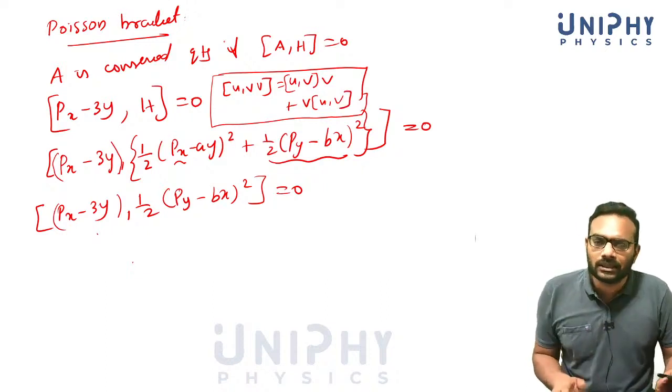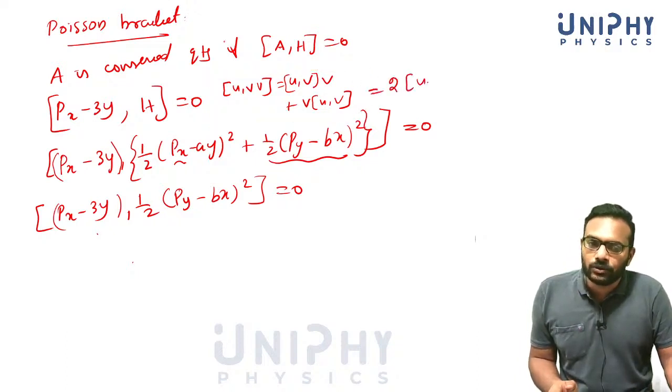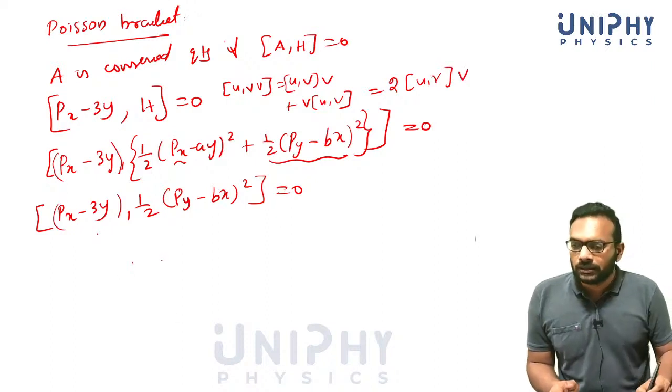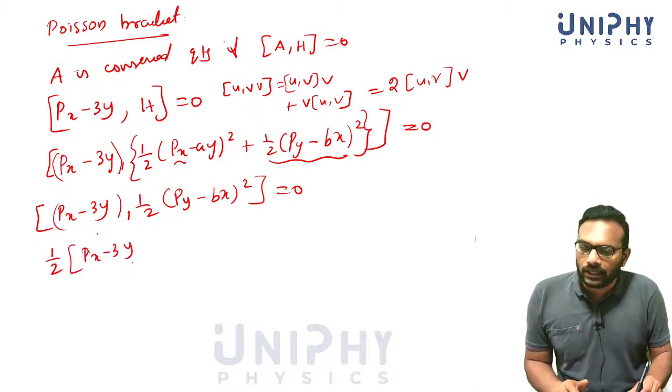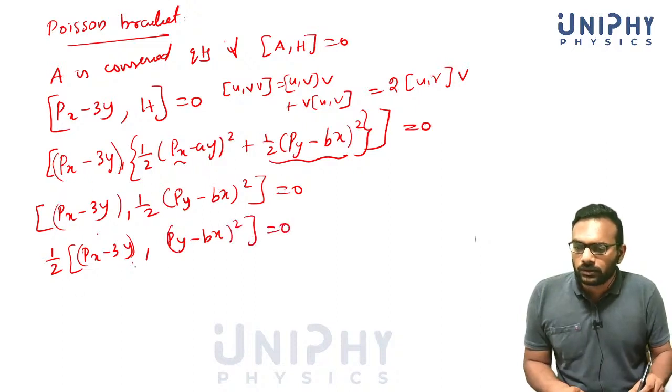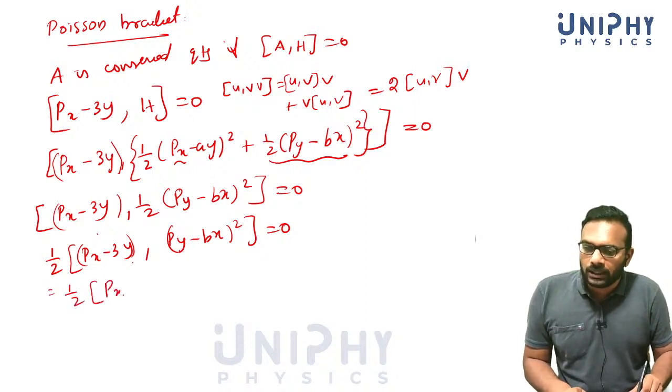Since we are dealing with classical quantities, we can just shift this v around. So this is equal to twice u comma v multiplied by v. We can pull this half outside; you know that you can pull the constants outside of the Poisson bracket. So this is half px minus 3y, comma, py minus bx whole square, is equal to 0. This is of the form u with v square, as we said. So it's equal to half px minus 3y, comma, u with twice u comma v.